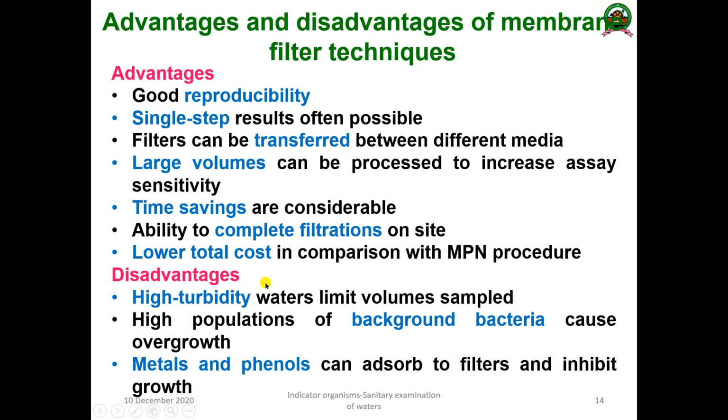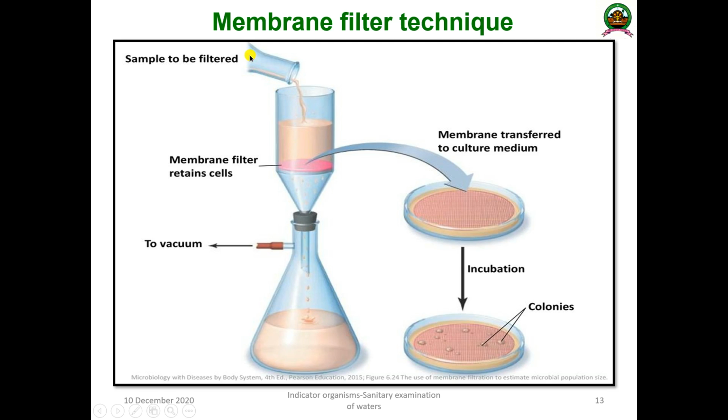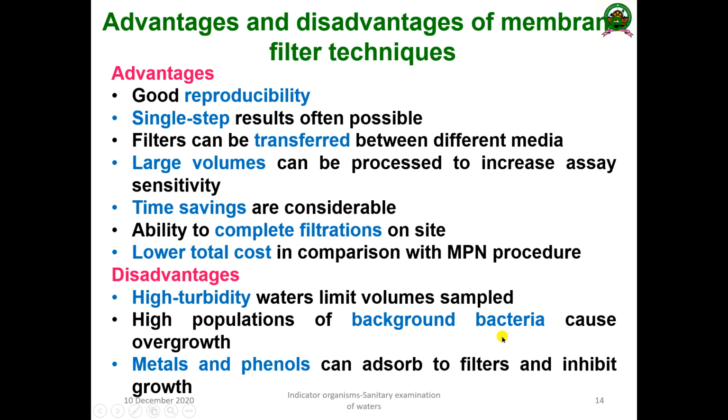Then very low capital cost. Compared to MBN, which requires a lot of equipment, here only this much is sufficient: a conical flask, a conical bottom funnel, a Petri plate, then the membrane. This membrane is costly, that is the main thing. So only this much is required.